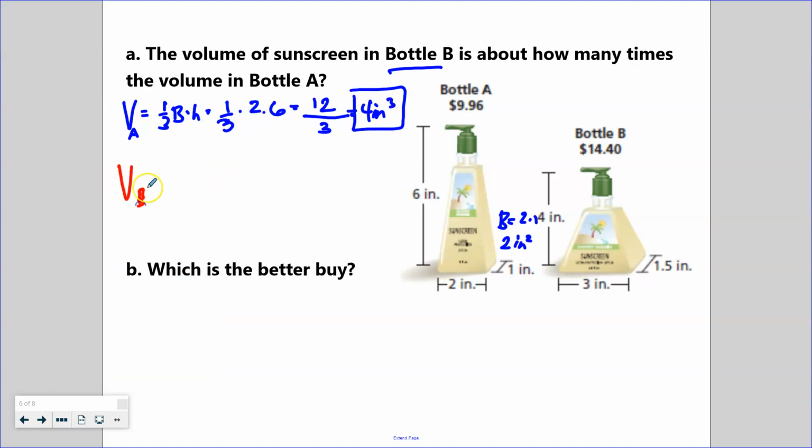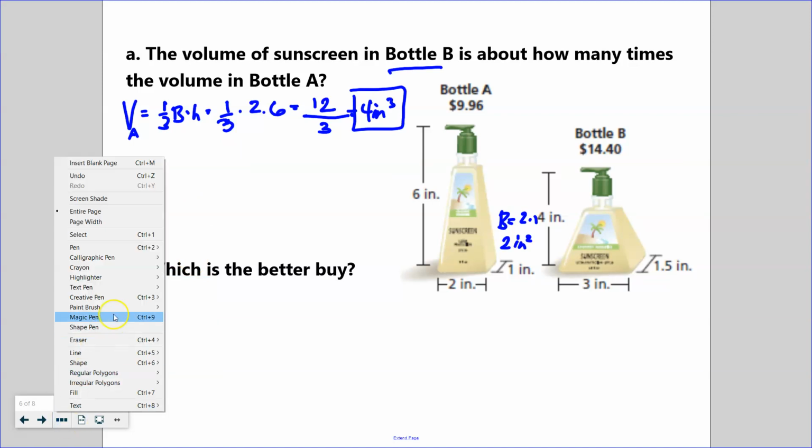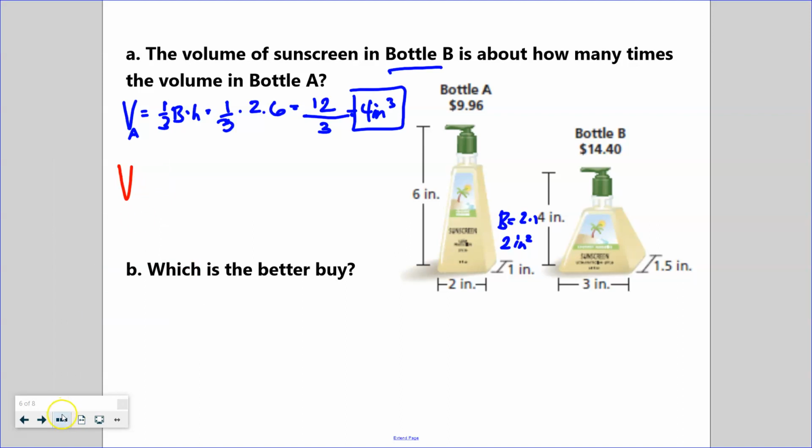Volume of, I don't know, my B's and 3's are not working out very well today. I guess I have to go slower. Volume of B, right? I'm just saying bottle B. So that's what the B stands for, and that's what the A stands for.